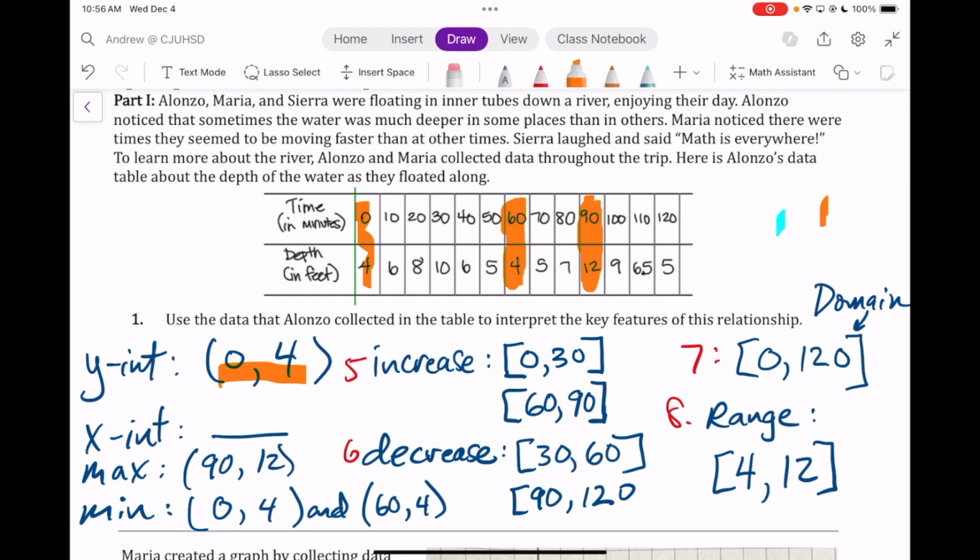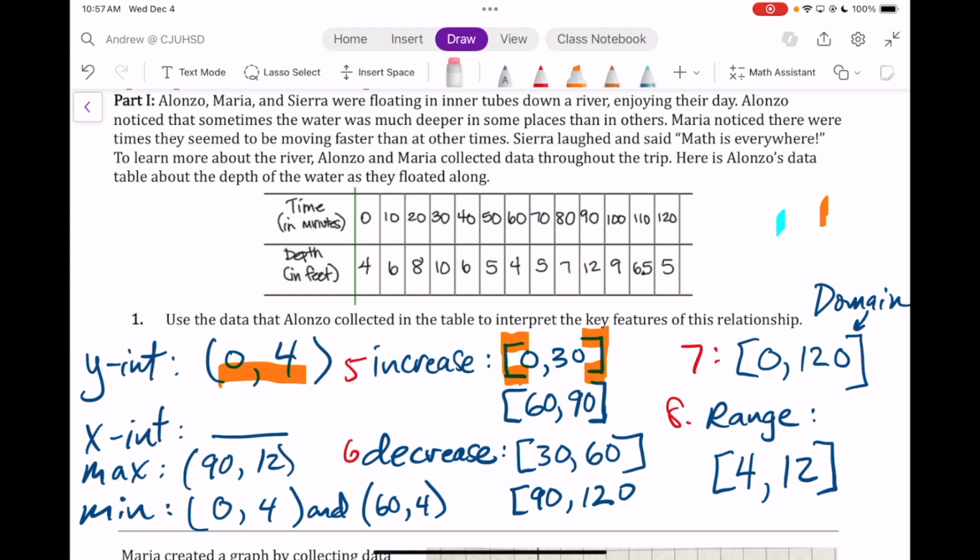Now on number 5, we're tracking the intervals of increase and decrease. 5 and 6. You notice I'm using different kind of brackets. I'm using these squared off brackets. This is what we're going to do to talk about intervals of numbers.